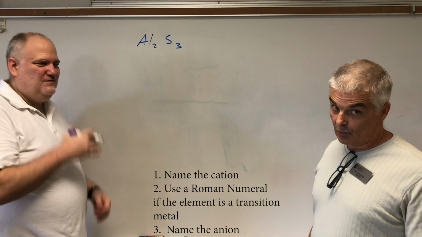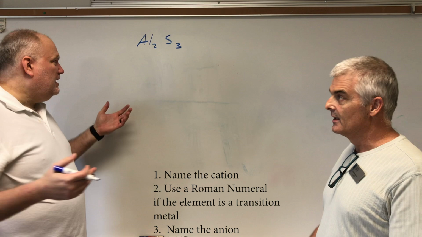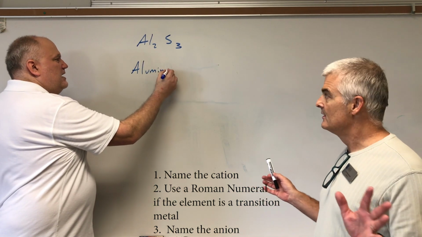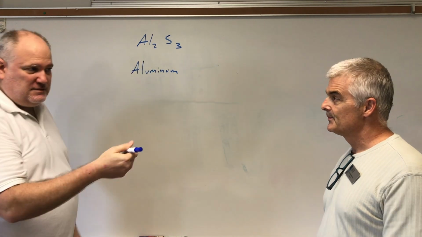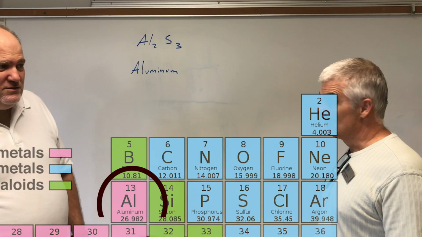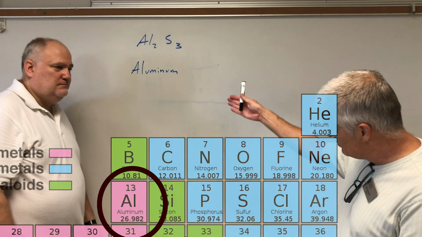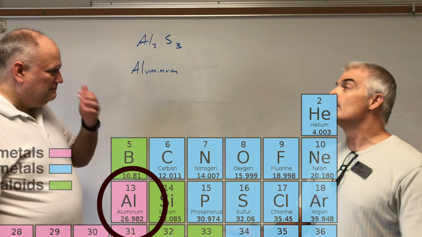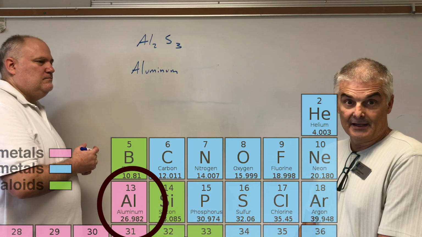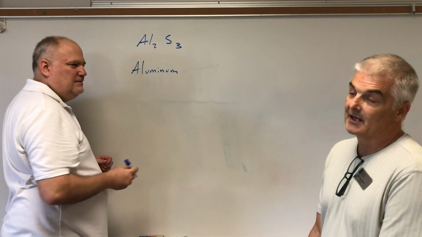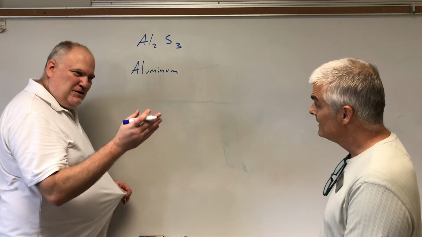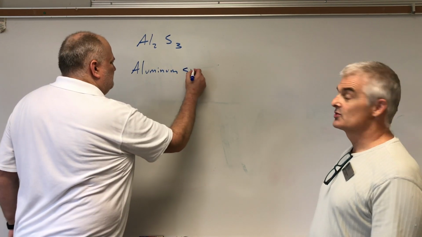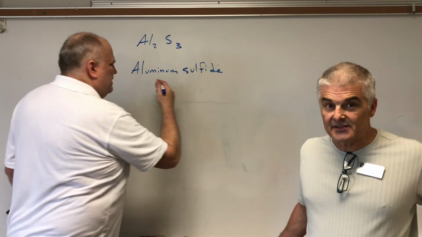Okay, so what's the rule number 1? Name the cation. It's aluminum. That's it. Don't worry about the number. It's aluminum, and then also you need to realize, the second part of this, is it part of the transition metals? No, you can see on the periodic table right here that the aluminum is not in the transition metal zone, so it is just aluminum. No Roman numeral needed. And then we name the anion. Sulfur becomes sulfide. Don't ever write sulfuride. It's just sulfide, by the way. So just aluminum sulfide. That's it. It's easy. It's done.